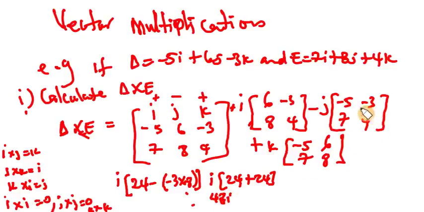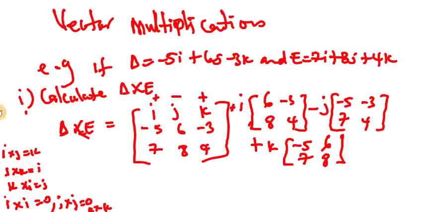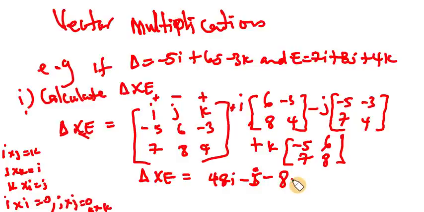So this is how you are going to do this and how you are going to do that. And you now get that D cross E will be 48i minus 5 minus j. When you resolve the whole of this, it will give you minus j, then minus 82k. So this is how to find it. You see that this one is easier, using the method of determinants to find cross product.